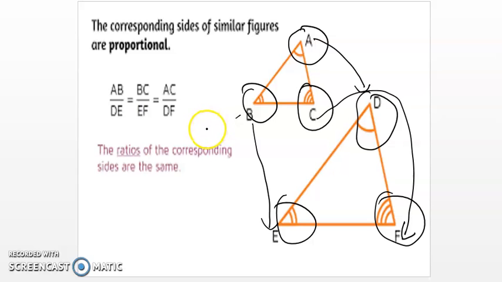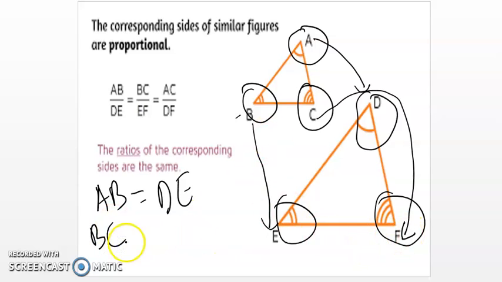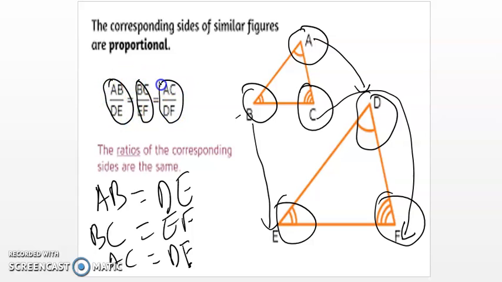The second condition to be fulfilled is that the corresponding sides, such as AB and its corresponding side DE, should have a ratio similar to the ratio of the side BC and its corresponding side EF, and lastly the side AC and its corresponding side DF. If the ratios of these three corresponding sides are equal, we can conclude that these two triangles are similar.